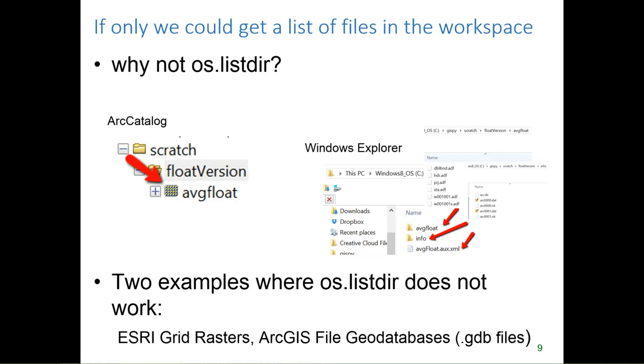Another example of where os.listdir doesn't work as desired is listing data in file geodatabases. It doesn't see a list of feature classes and rasters, just some strange binary files. Can you think of any other examples where it won't work? I'm sure you probably can. Anyway, this lesson focuses on the ArcPy methods that are designed to overcome this.